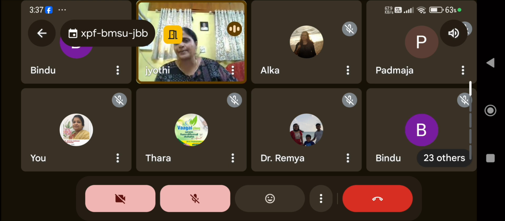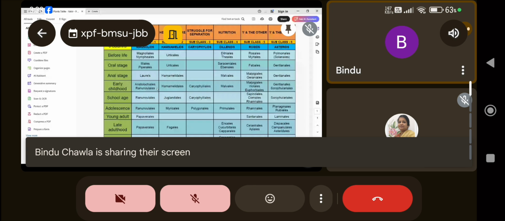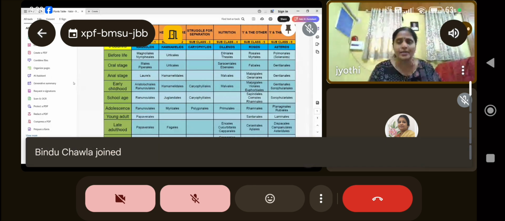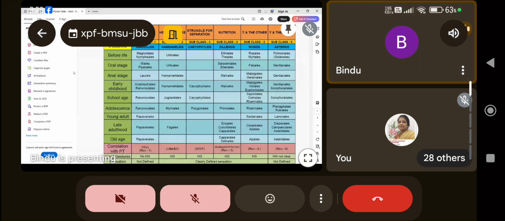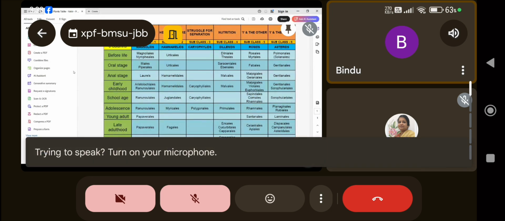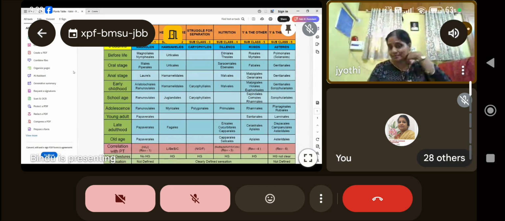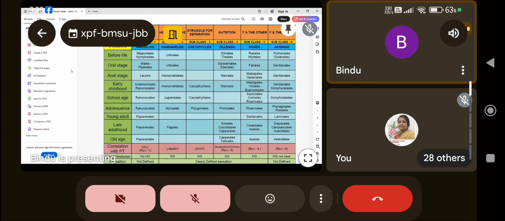Next is column 2, Hemamelidae. This column corresponds to the period in which, sorry? This is better, you see. Can you see? With colors? Yes. I'm not able to see because I am concentrating on my screen. Dr. Rekha or someone can tell me, can you see the colored chart? Yes, we can. Where it is written, separation, here and there, struggle for separation, nutrition, I and the other, and I and the group.